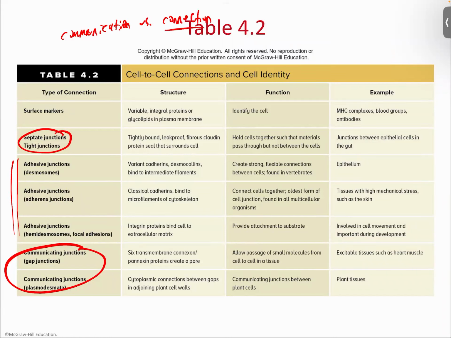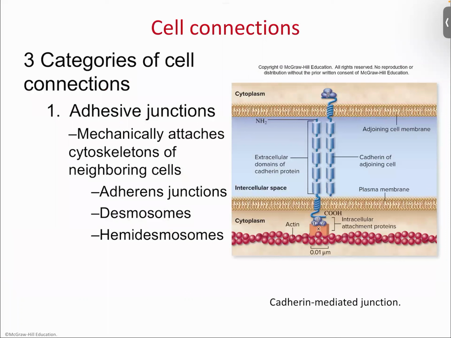You can't have both, right? If you want a tight connection, then you have to give up on communication. If you want maximum communication, you've got to give up on tight connection. And so you have one or the other. You have two polar extremes, tight versus communication, and you have everything in between. So let's take a look at the everything in between first.